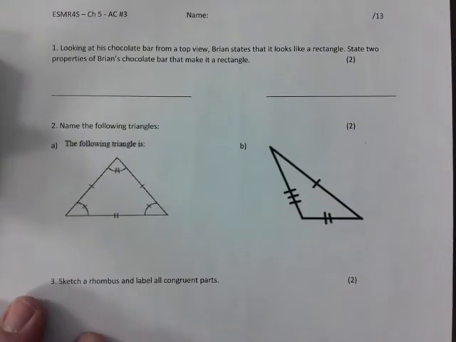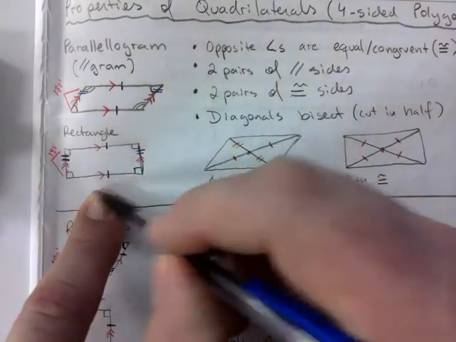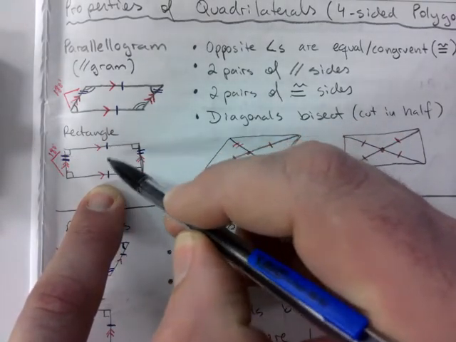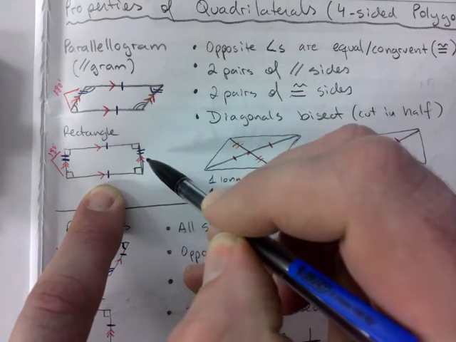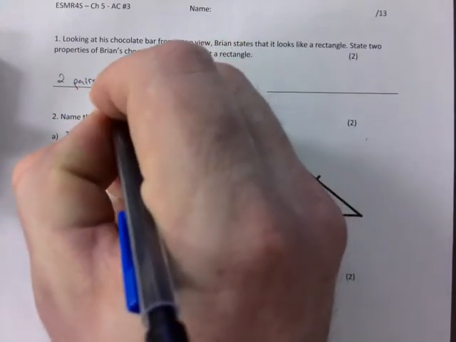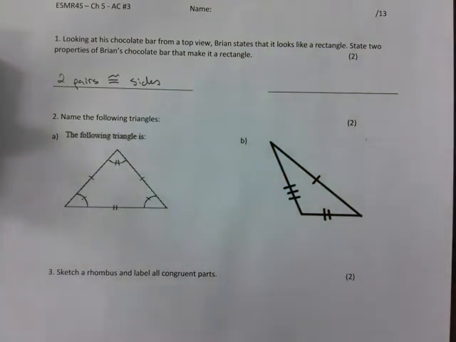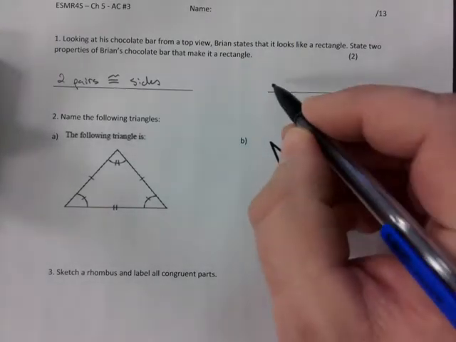Looking at his chocolate bar from the top view, Brian states that it looks like a rectangle. State two properties that make the bar a rectangle. So if you have a study sheet, you could say it has two pairs of congruent sides. So you write that down. Two pairs of congruent sides, or equal sides, or sides that are the same. I'm going to be pretty generous there. And the other one, you could say it has four right angles if you want.